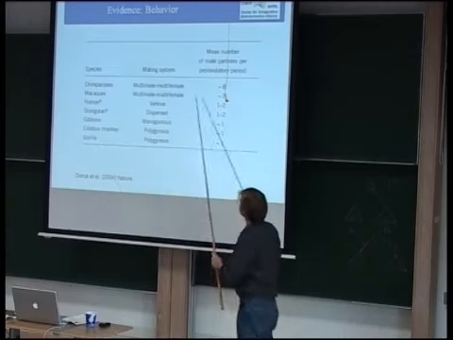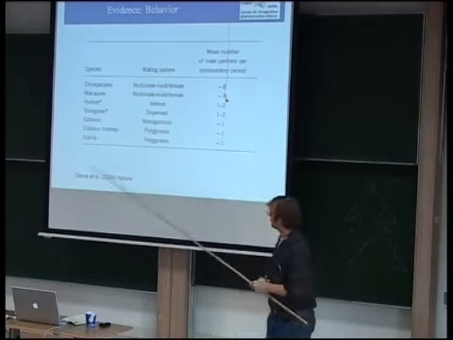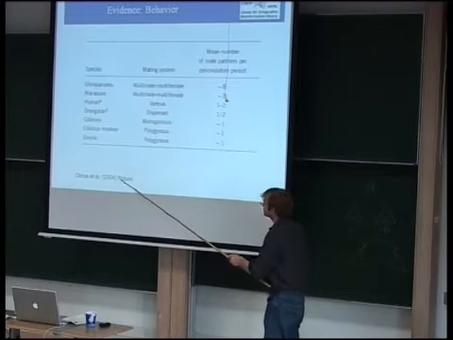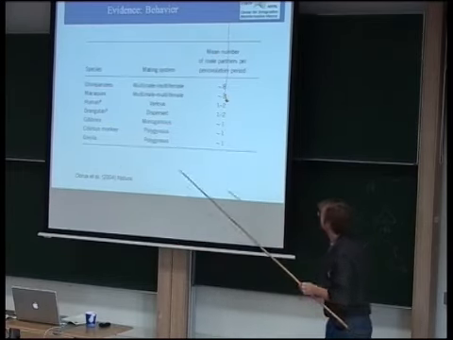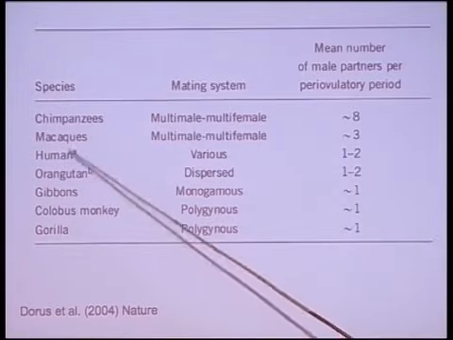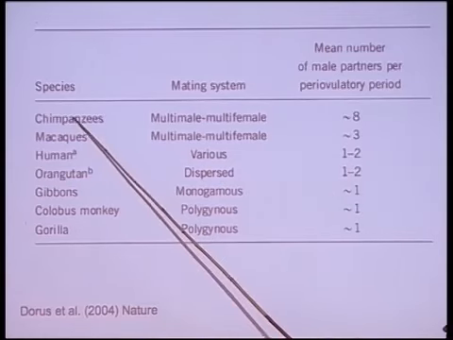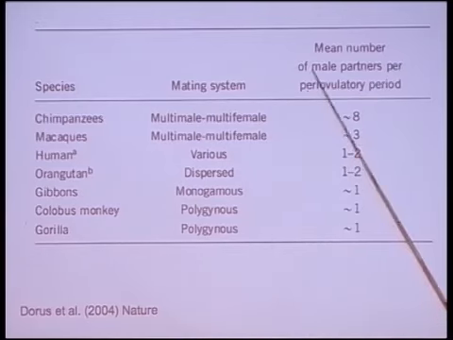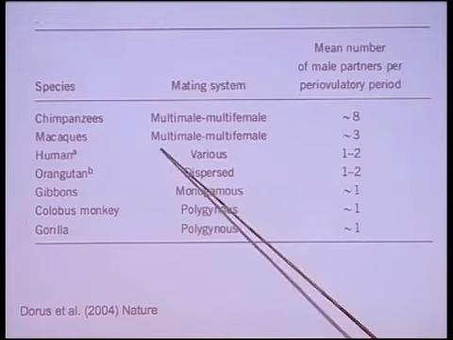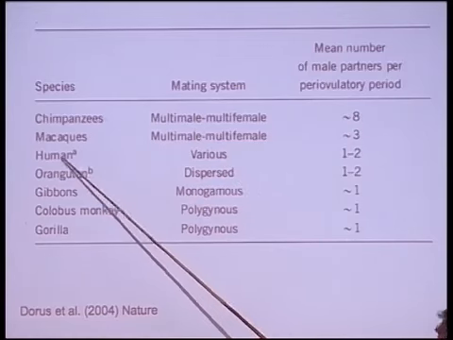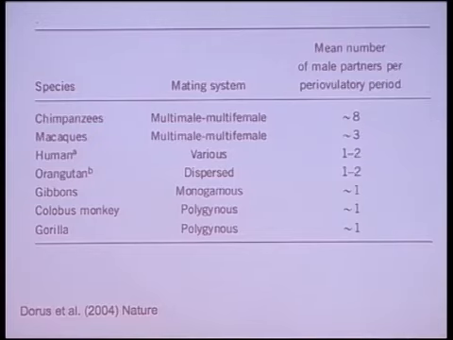Behavior. Wow. Chimps. This is from a paper by Dixson and coworkers in Nature. Actually, the table is from a book which I couldn't find. So they basically have a list of primates, and the chimpanzees, our closest relatives, actually have a mean number of male partners per ovulatory period of 8. Close to 10, I must say. And then it decreases, and actually the table explicitly says that in humans things are changing so quickly that 1 to 2 is just an estimate.